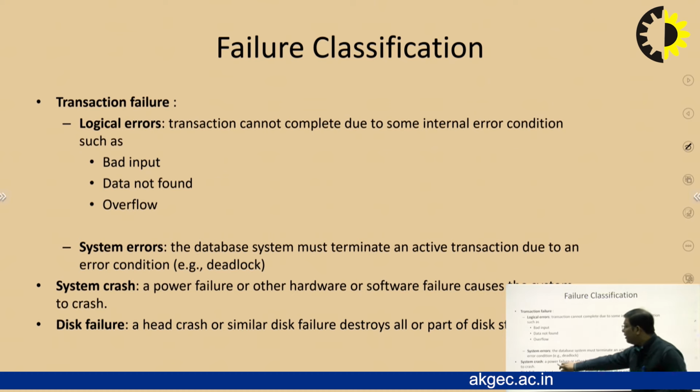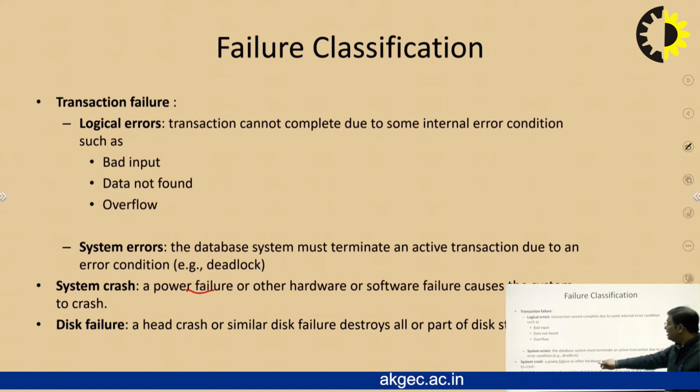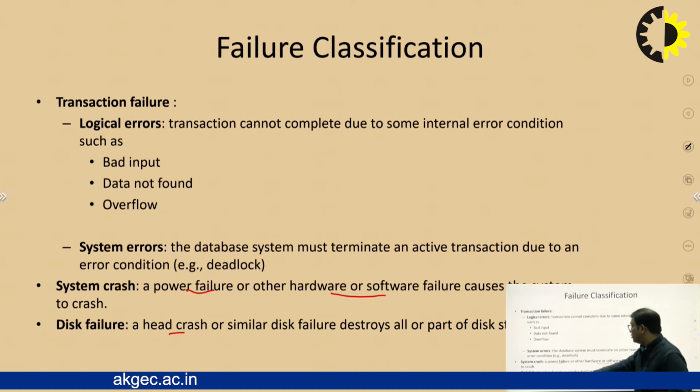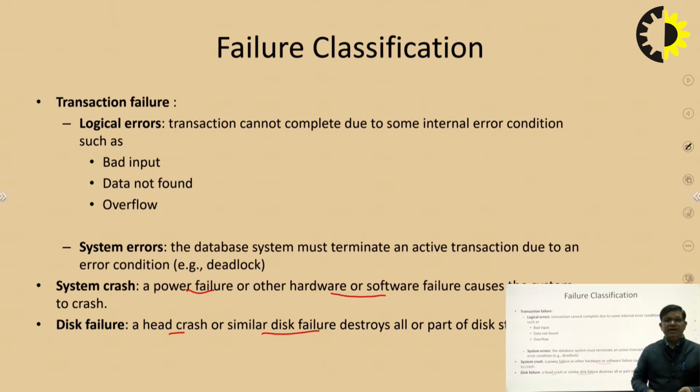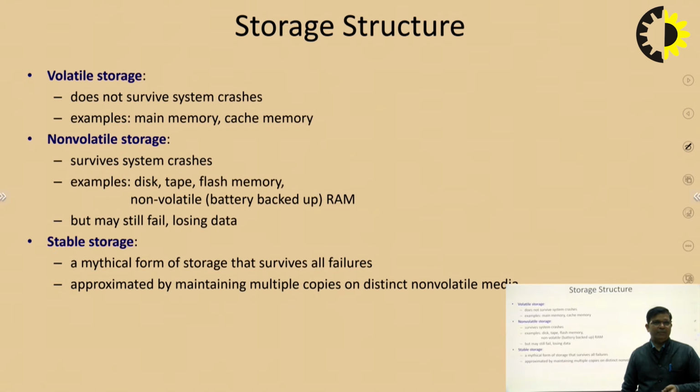System crash is caused, for example, by power failure or any hardware or software failure. Disk failure means a head crash or similar disk failure. It means the hard disk or the storage device did not respond properly. Disk failure destroys all or part of the disk storage.